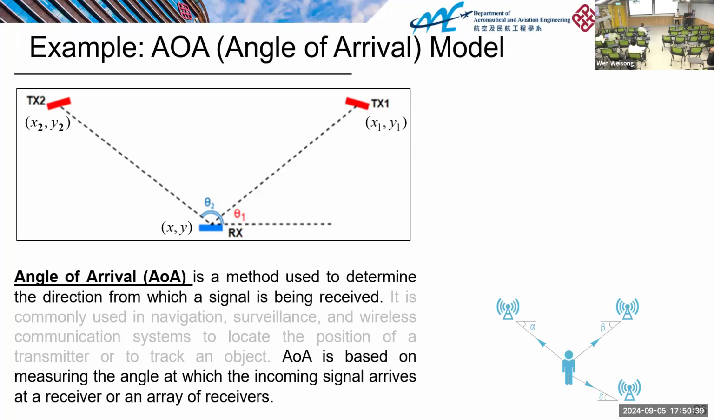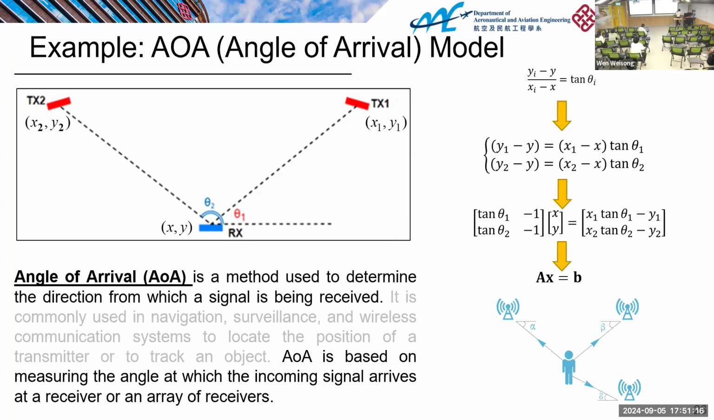Based on these two pieces of information, we can get the intersection of the two directions, which is the user location. In this case, we can get the equations, right? For theta 1, we get the equation (y1 minus y) over (x1 minus x), which should be equivalent to tangent theta i. For the second one, we get a similar equation. Finally, we get two equations corresponding to theta 1 and theta 2. We can also write these equations into a matrix. If you multiply this out, you can get back the two equations.